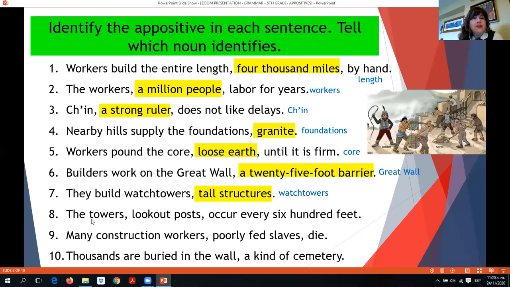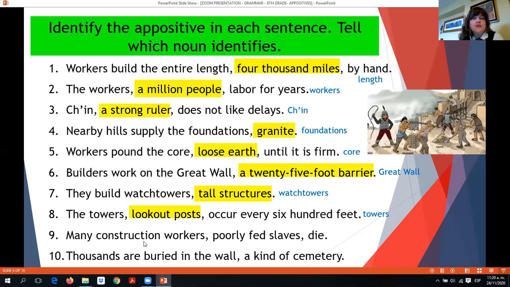Number 8, the towers, lookout posts, occur every 100 feet, 600 feet. So lookout posts is helping us describe what? The towers. The towers are lookout posts. So lookout posts is the appositive and towers, okay, is the noun.